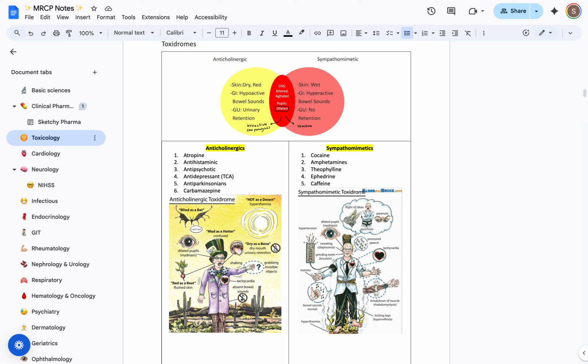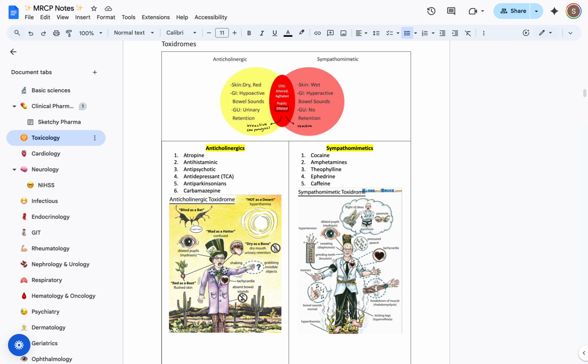So we have dilated irreactive pupils because there's muscle paralysis. So basically none of the muscles are working. So you don't have any bowel sounds, you don't have any urination. Everything is just stagnant and dry, okay? And then there's tachycardia. For sympathomimetic, there's tachycardia as well, and there's a dilated pupil as well.